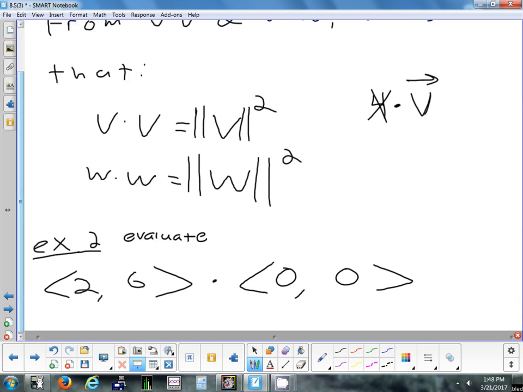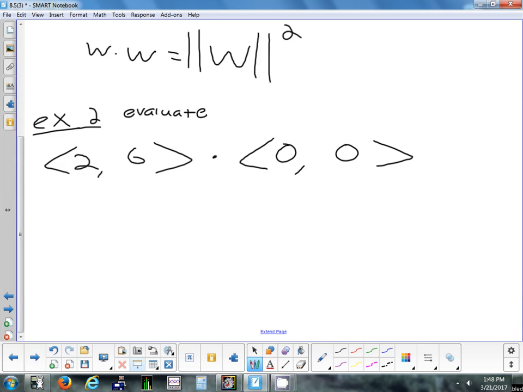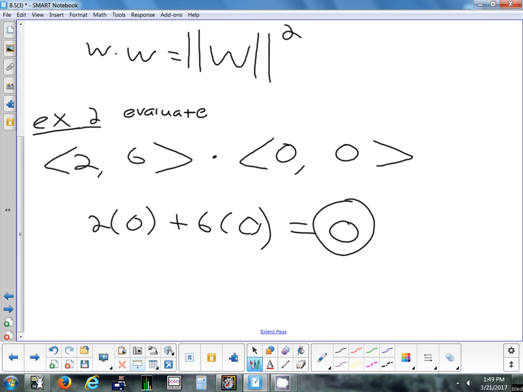All right. So here's another one. This time I didn't write it in ij notation. Okay, what am I going to get when I find the dot product between those two vectors? You got 2 times 0 plus 6 times 0. And that gives me 0. Is that 0 the number, or is that 0 the vector, where I should have an arrow on top of it? 0, the number, right? Because when you do a dot product, the answer is always a number, not a vector.